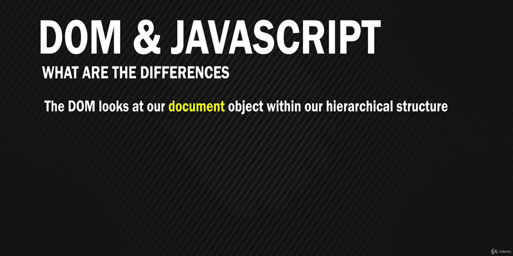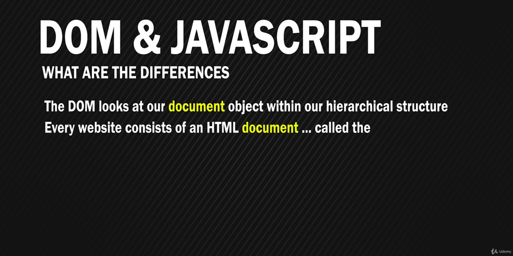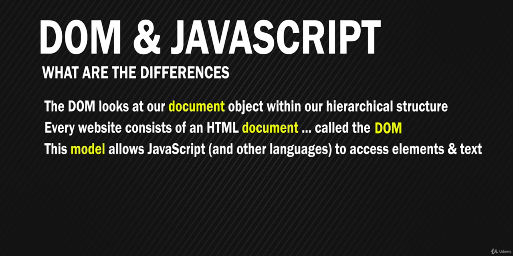At the most basic level, we know that every website consists of an HTML document. And this document gets represented in a model. And we just so happen to call that model the DOM, the document object model. And this model allows JavaScript and other programming languages for that matter to access elements of the website as objects.